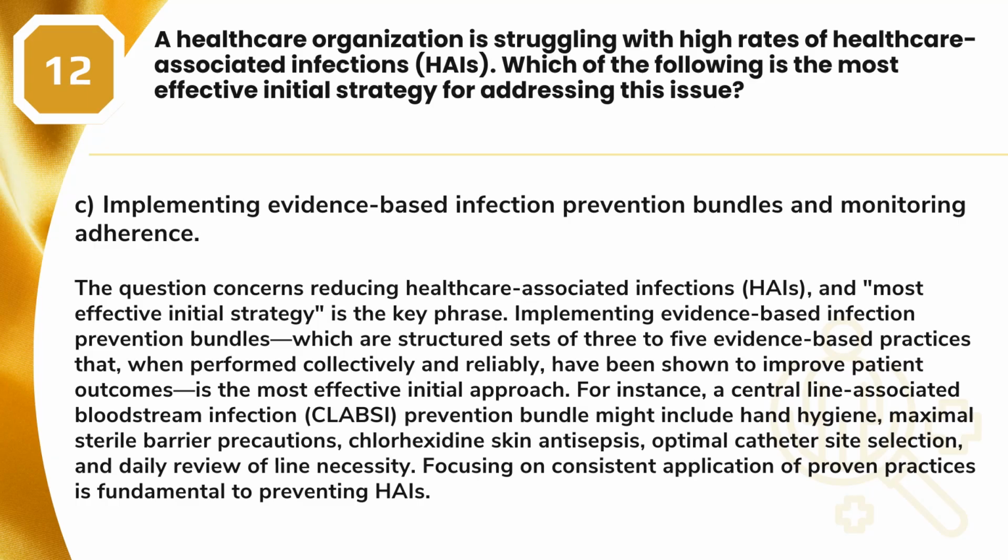For instance, a central line-associated bloodstream infection, CLABSI, prevention bundle might include hand hygiene, maximal sterile barrier precautions, chlorhexidine skin antisepsis, optimal catheter site selection, and daily review of line necessity. Focusing on consistent application of proven practices is fundamental to preventing HAIs.